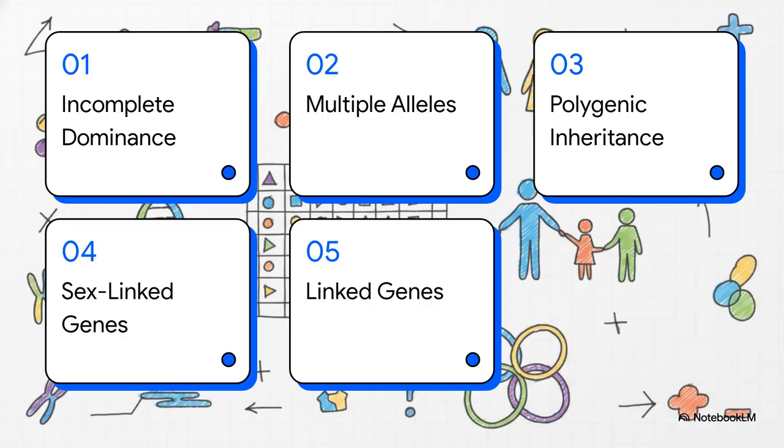So here's our roadmap for today's explainer. We're going to hit 5 main rule breakers. 1. Incomplete dominance. 2. Codominance and multiple alleles. 3. Polygenic inheritance. 4. Sex-linked genes. And finally, 5. Linked genes.